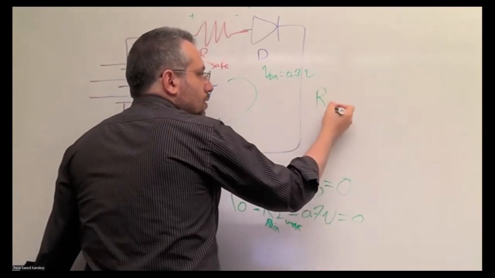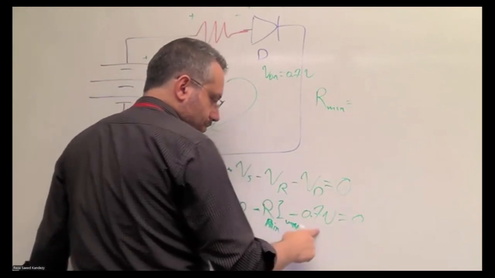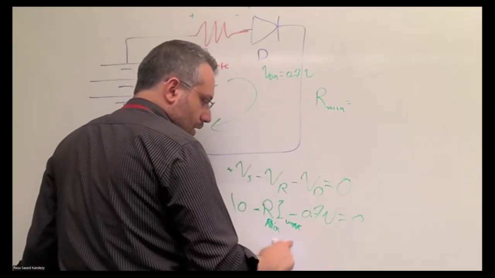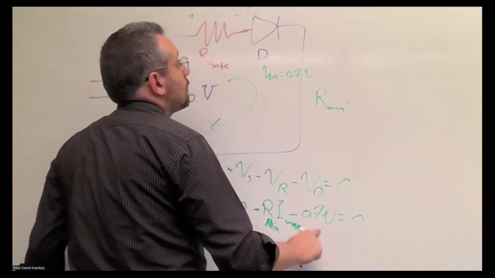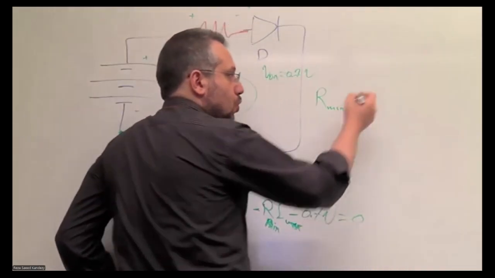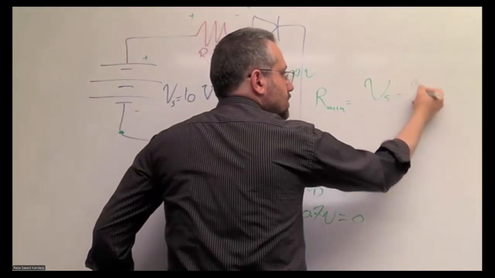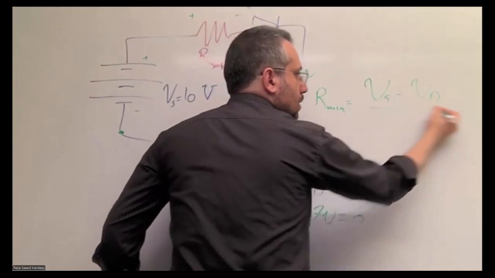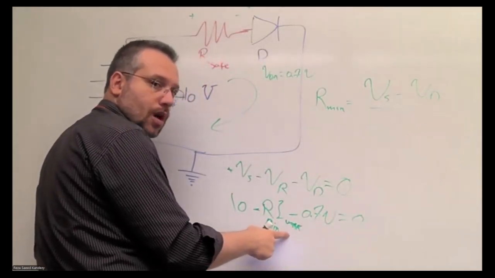The R minimum is going to be those voltages that we have. So it's going to be V source minus VD divided by maximum current.